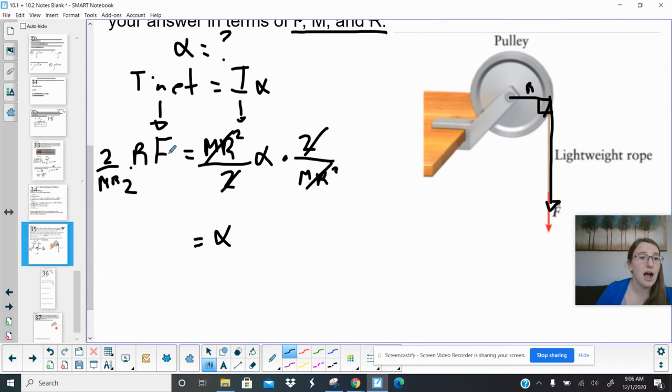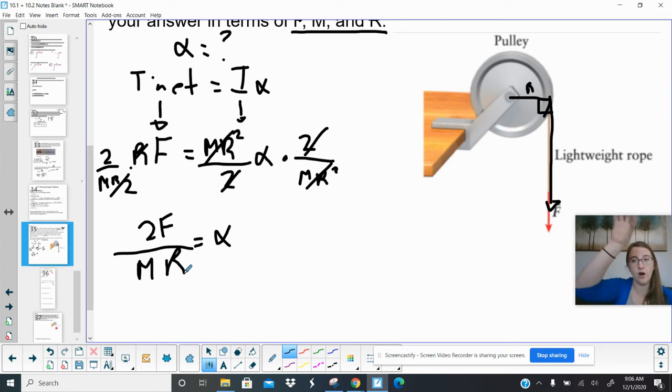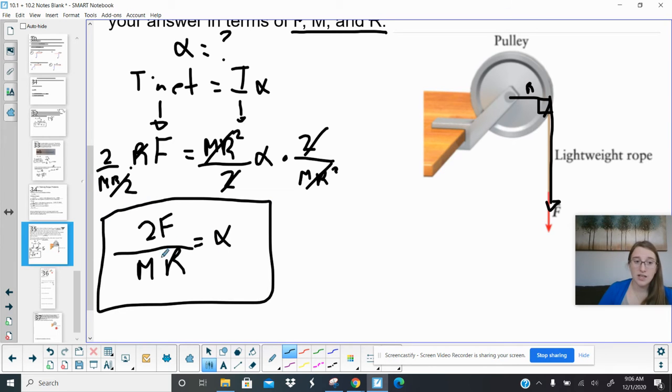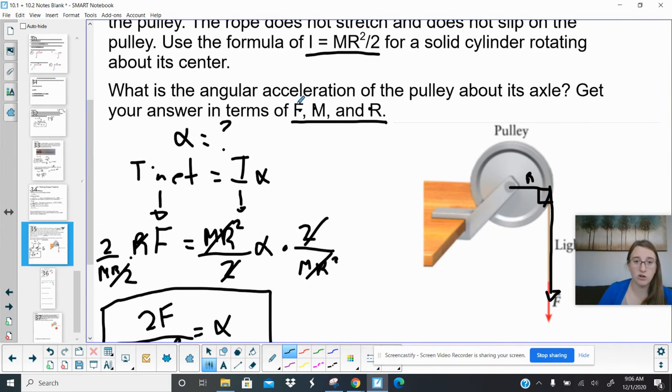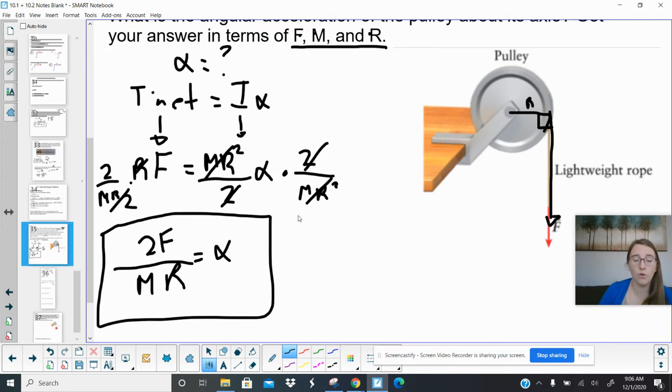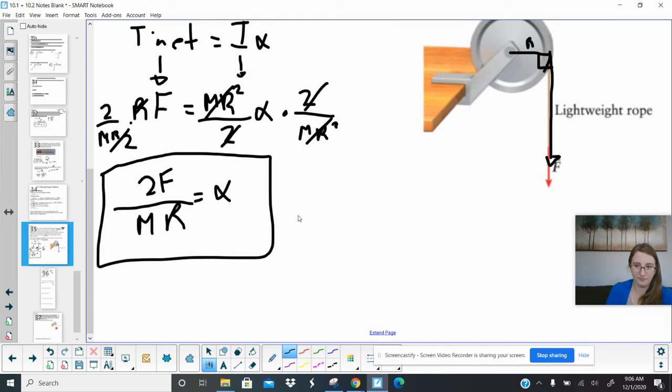And now I am just going to need to simplify this. So pretty simple, actually. It's just the R that cancels one of these, right? So on top, we have 2 and F still. And then on bottom, I have the mass of the pulley and then just 1 R. Again, we had 1 R on top, R squared on bottom. And there's my answer. This is an equation in terms of F, M, and R for our angular acceleration.